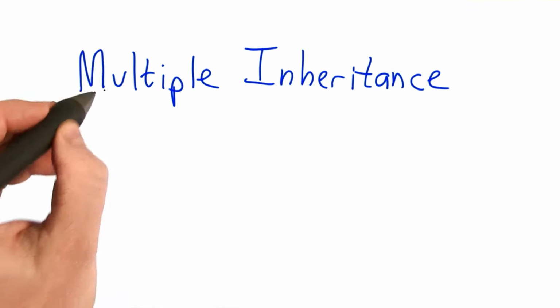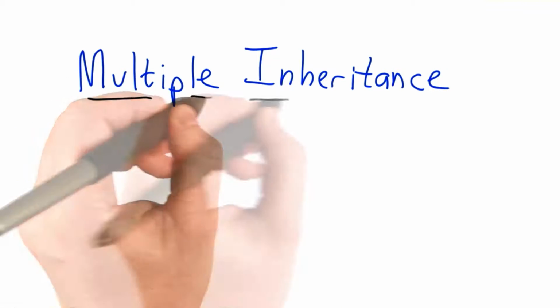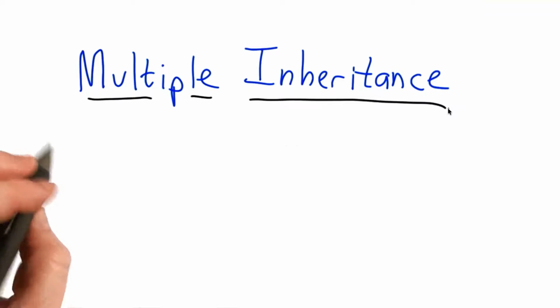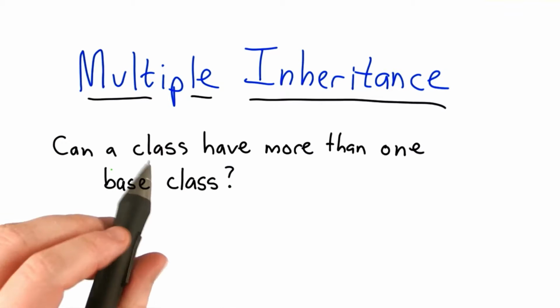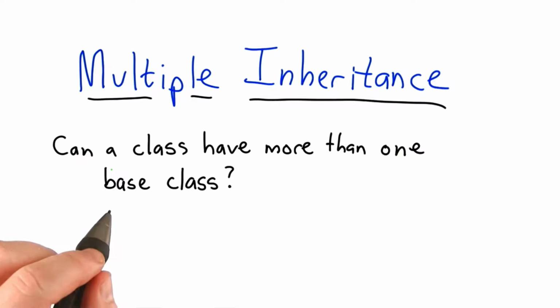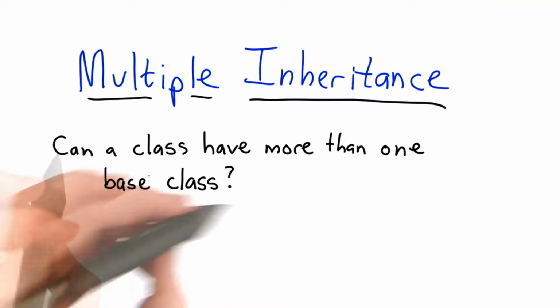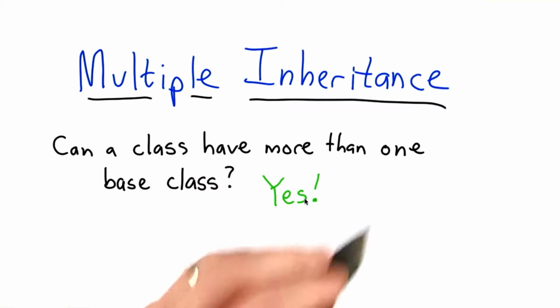Now that we've got that quackery out of the way, there's one serious topic I need to discuss, which is multiple inheritance. And that's the answer to the question of whether a class can have more than one base class. The answer depends on the programming language. In Python, the answer is yes. Other languages don't allow this.